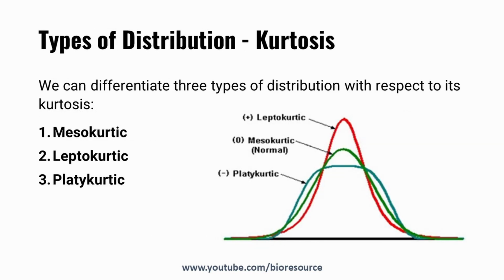We can differentiate three types of distribution based on the kurtosis. These are mesokurtic, leptokurtic and platykurtic. Mesokurtic distributions have a kurtosis of 3 or an excess kurtosis of 0. This category includes the normal distribution and some specific binomial distributions. Leptokurtic distributions have a high kurtosis greater than 3 or an excess kurtosis greater than 0. This is the distribution with fatter tails and a narrower peak. Whereas platykurtic distributions have a kurtosis smaller than 3 or an excess kurtosis less than 0. This distribution has very thin tails compared to the normal distribution.